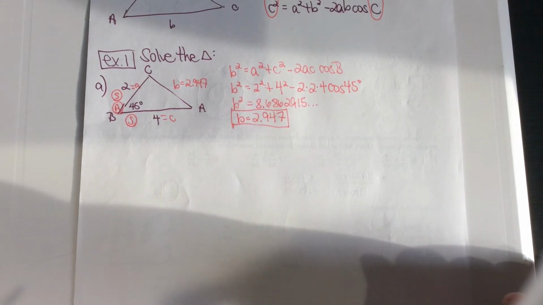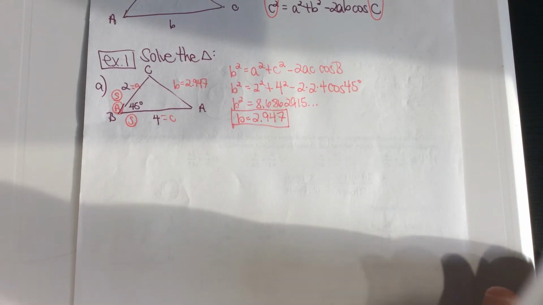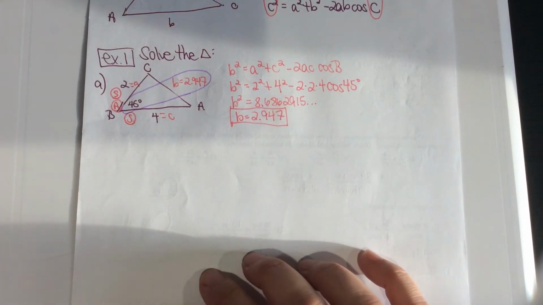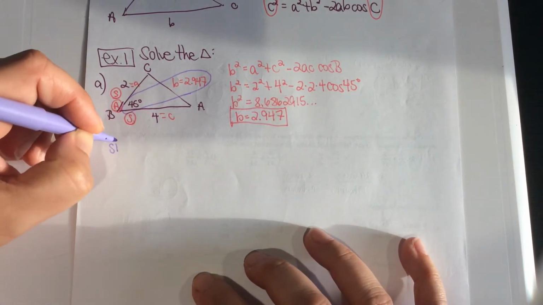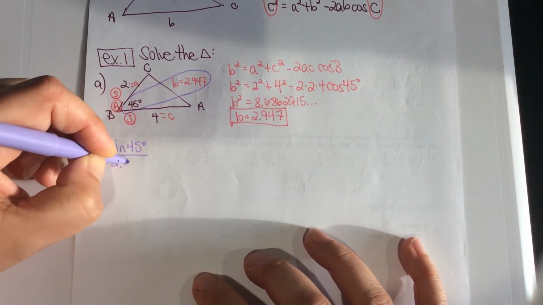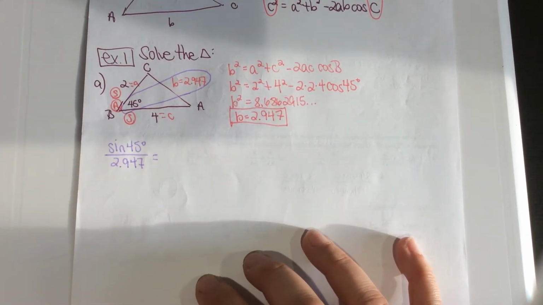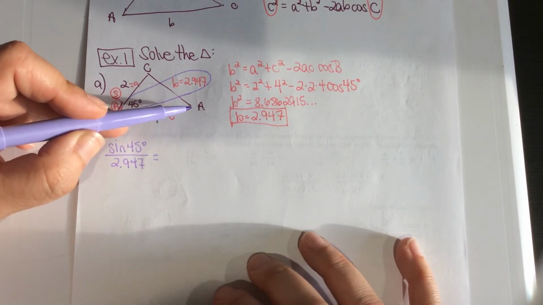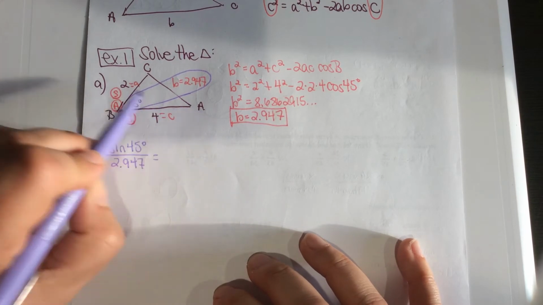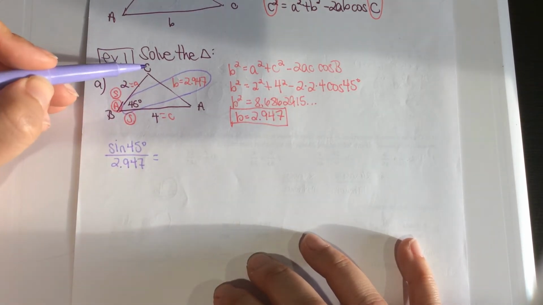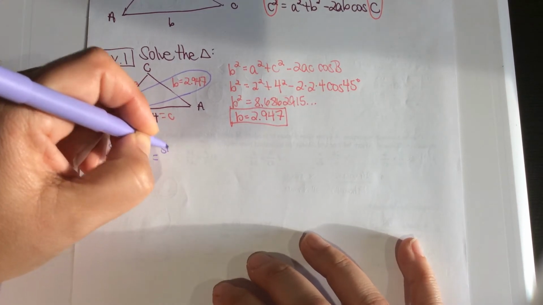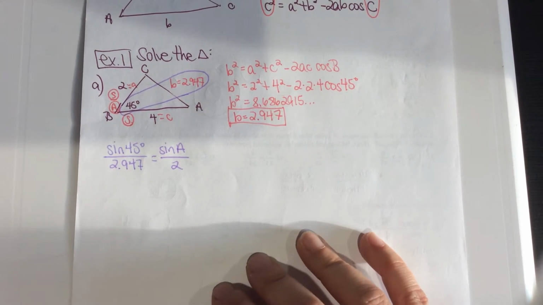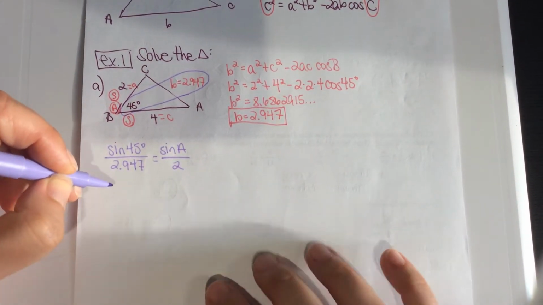You could try and use law of cosines again, but I think that law of sines is a little bit easier because now I have the angle side pair that we talked about so much in the 8.2 lessons. So I can go sine of 45 over 2.947 equals, and now I get to pick. I know side c and I know side a, so it doesn't matter what I do at this point. I could do sine of A over 2, or I could do sine of C over 4. Doesn't matter. I'm going to go alphabetical. There's no reason that I chose that. Cross multiply and solve.